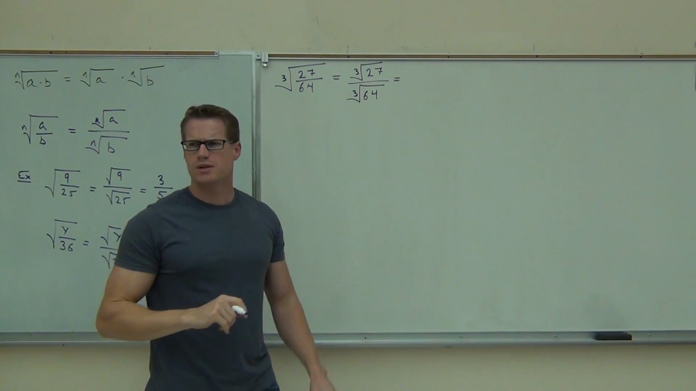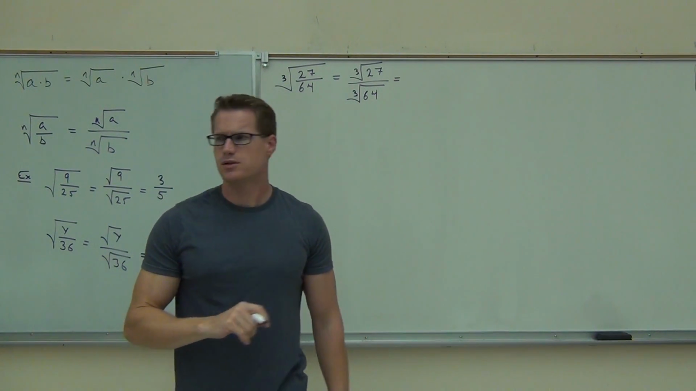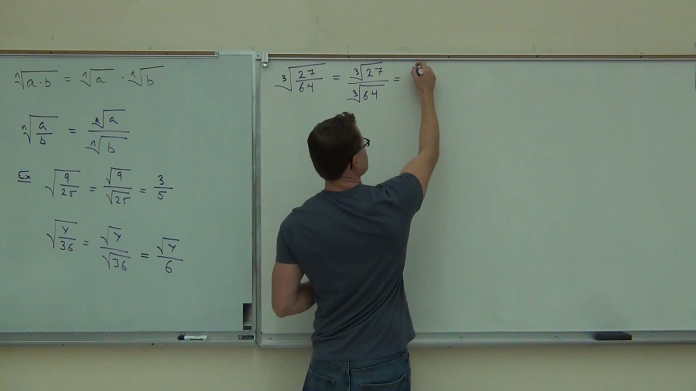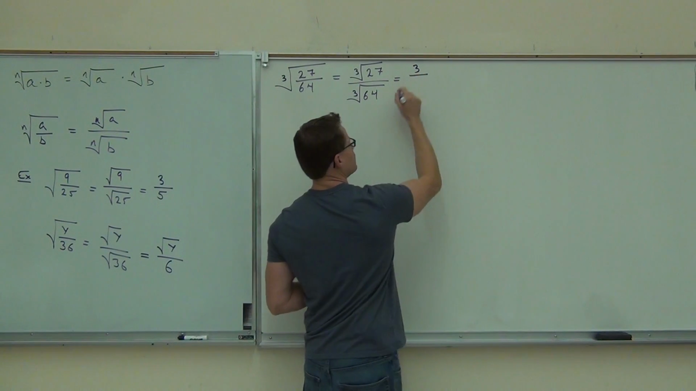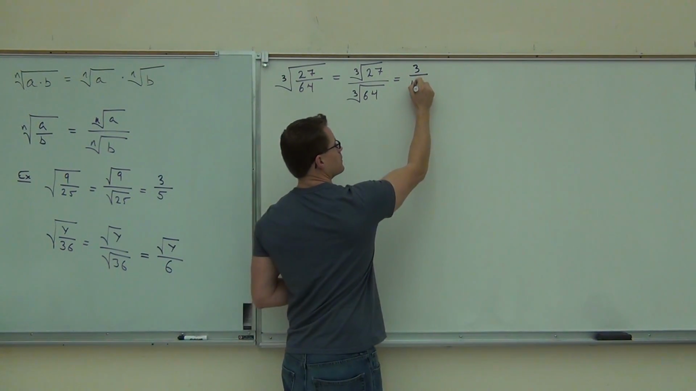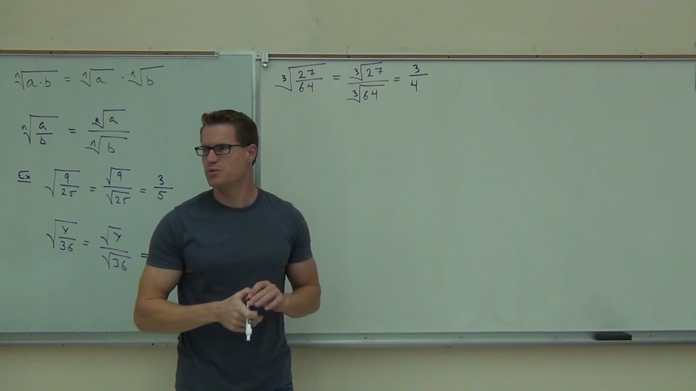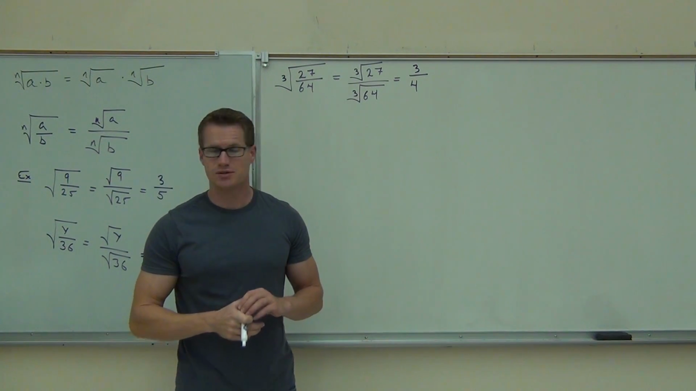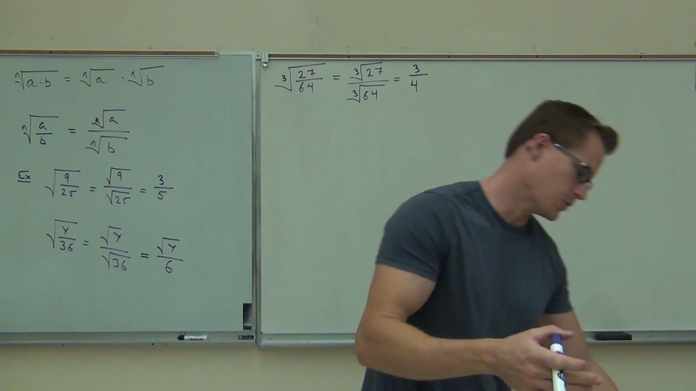How about the cube root of 27? What do we have? 3/4. So we get 3 for the 27 and the cube root of 64? Yeah. You getting good at those cube roots yet? I hope so. There's only a few numbers you can take the cube root of through 125.